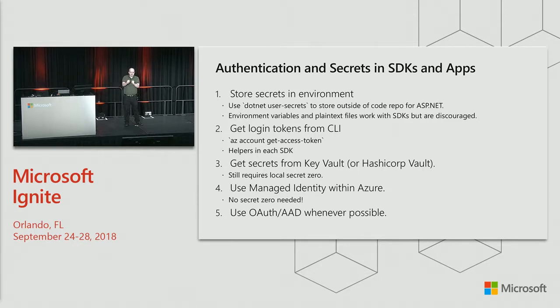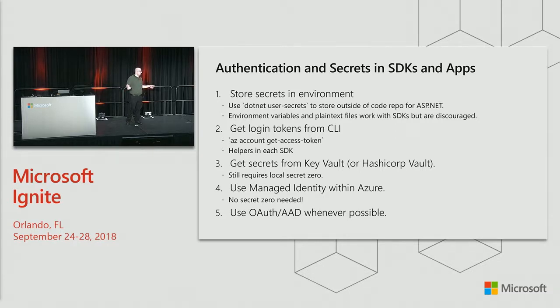You could get the login tokens from the CLI. There are helpers within the SDKs to help you get CLI tokens, so you can investigate that. It's an area we're working on, so there's a little bit of inconsistency between each SDK, but it's something to think about. You can get secrets from Key Vault, like we showed. You still need some sort of secret 0 if you're local or in a CI system like Travis. And by the way, who here has heard of HashiCorp Vault? That's a popular open source alternative to Key Vault, which can do some similar things and some more things too. And then finally, when you're within Azure, you can use managed identity.